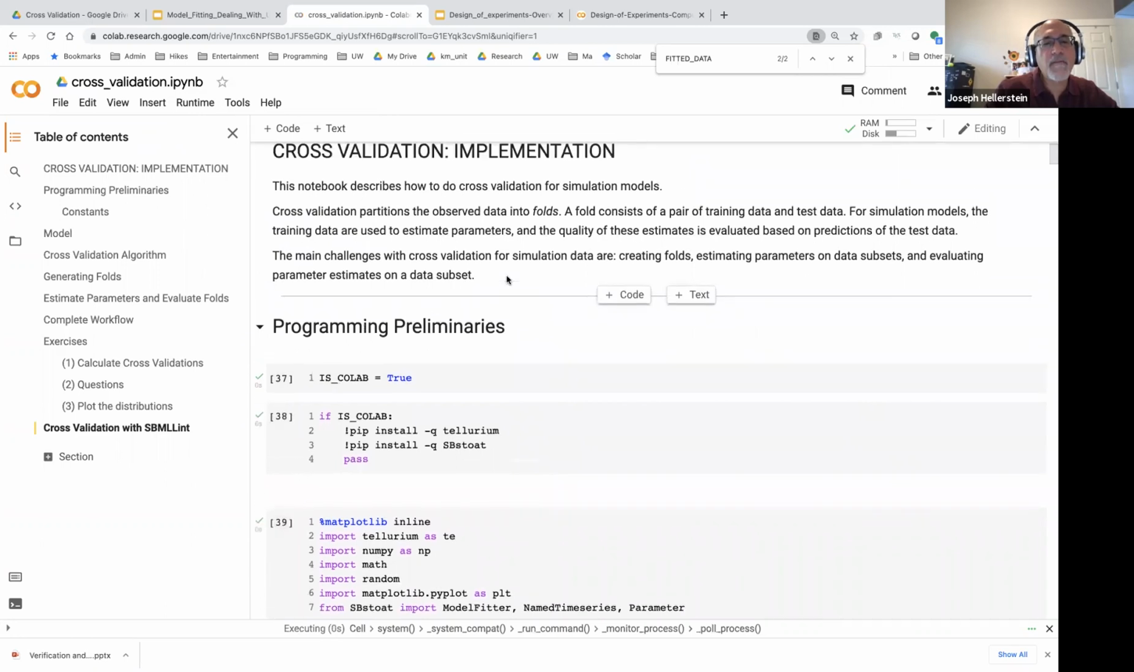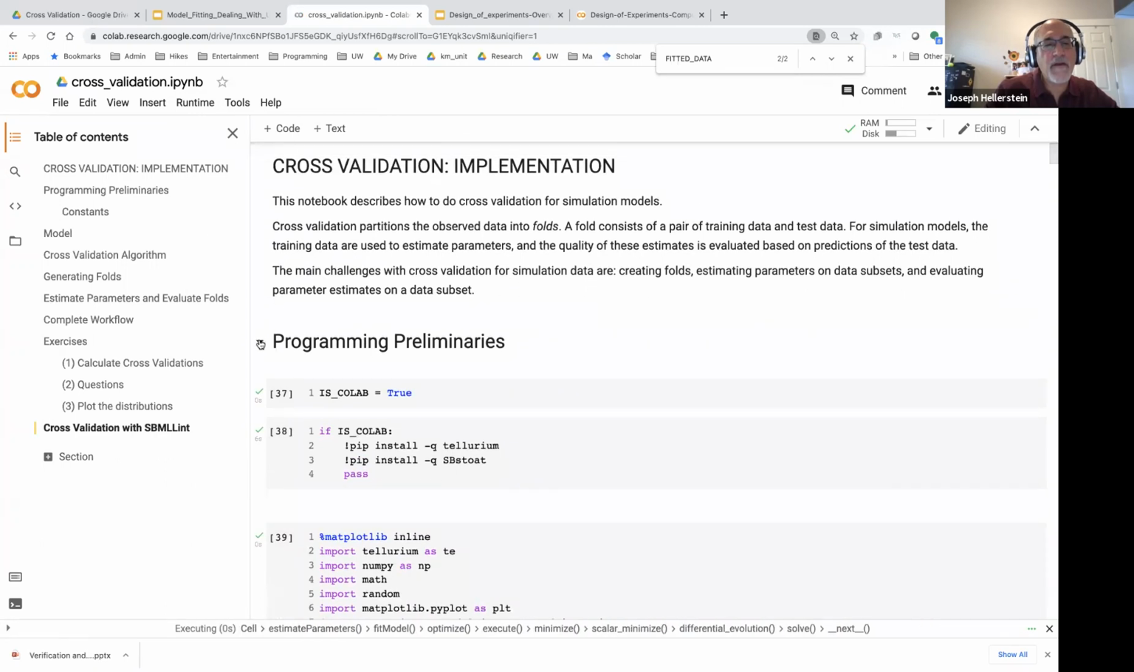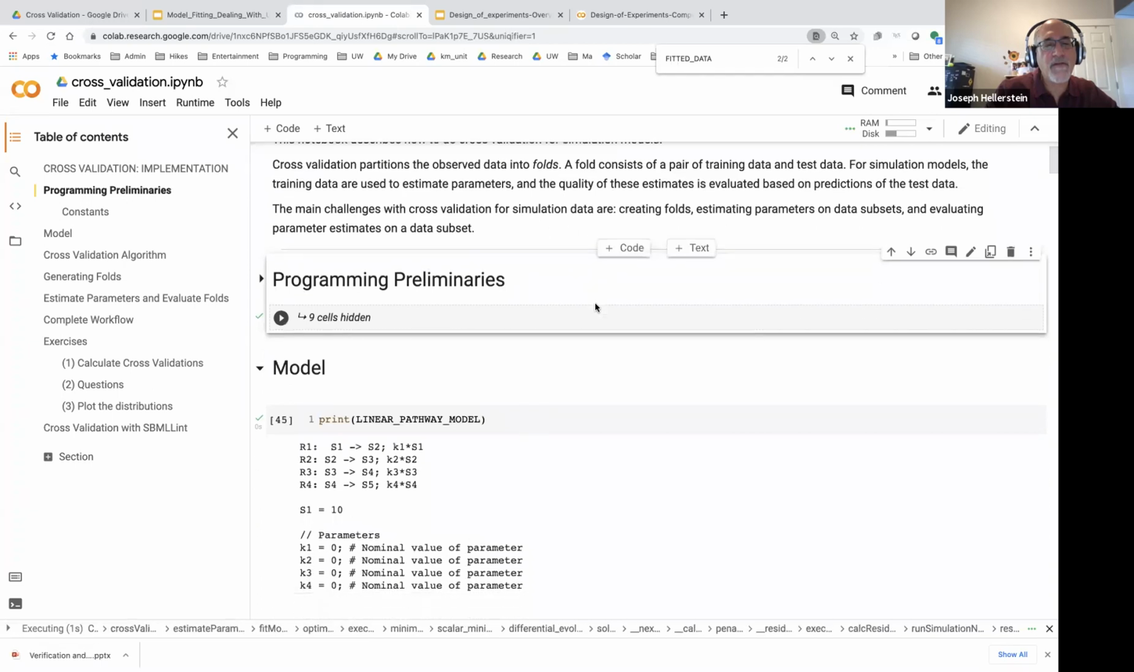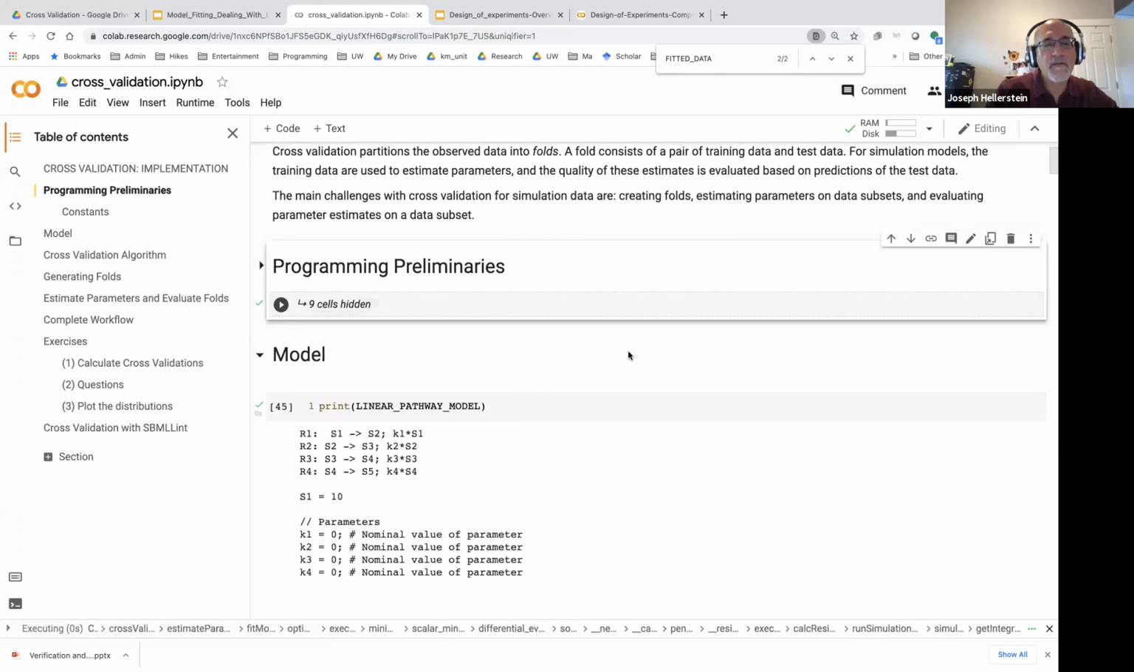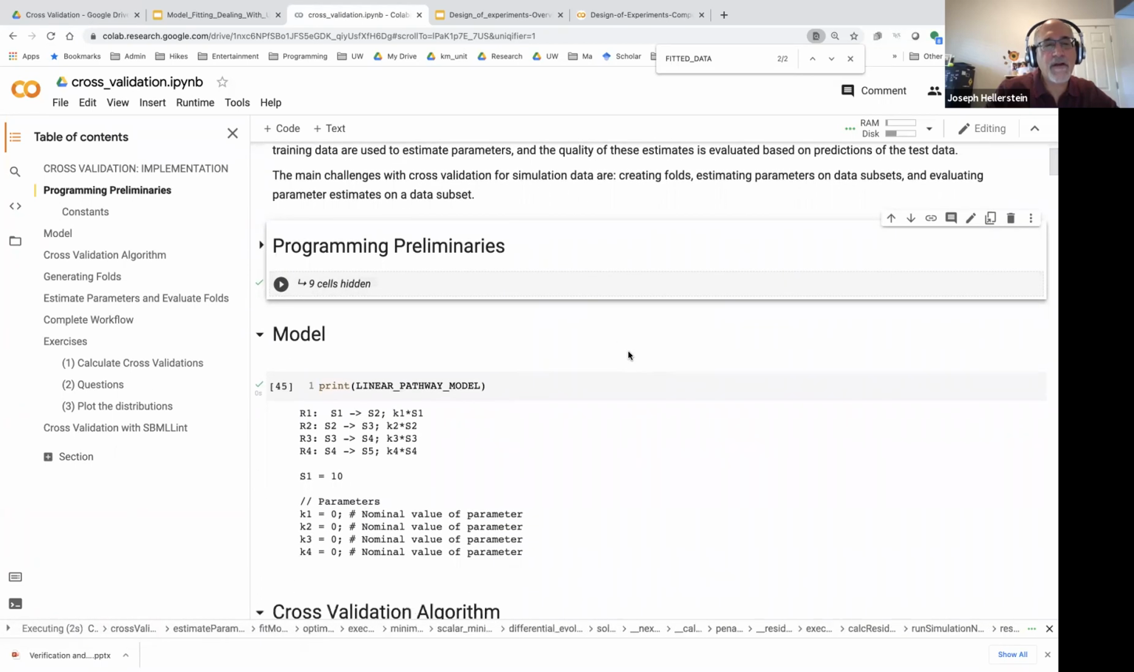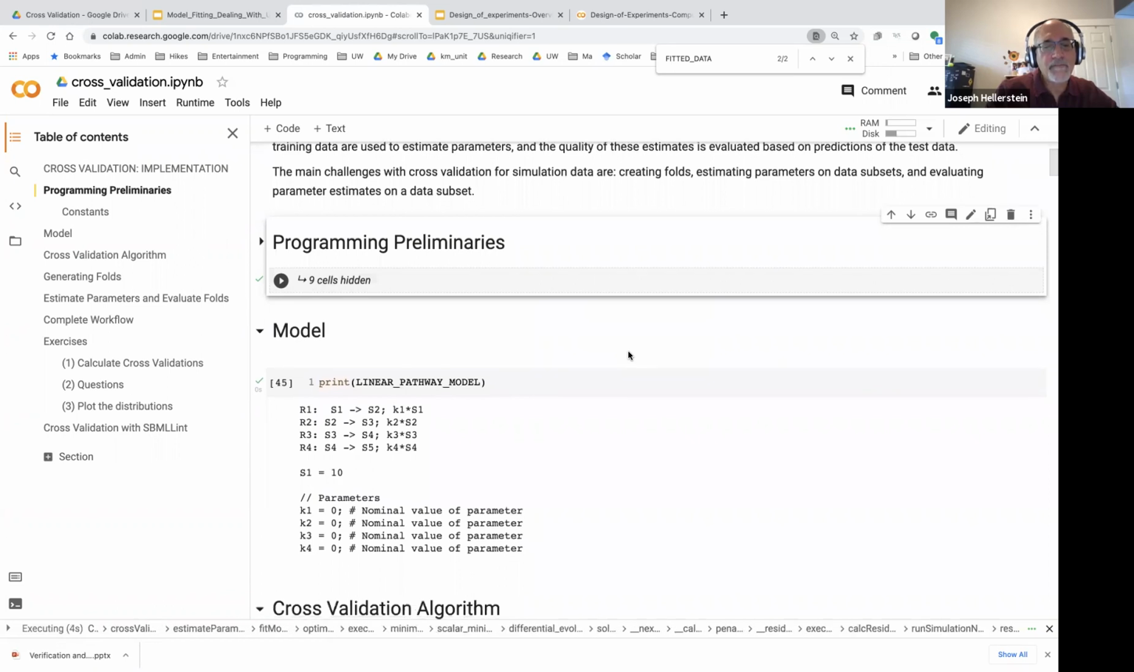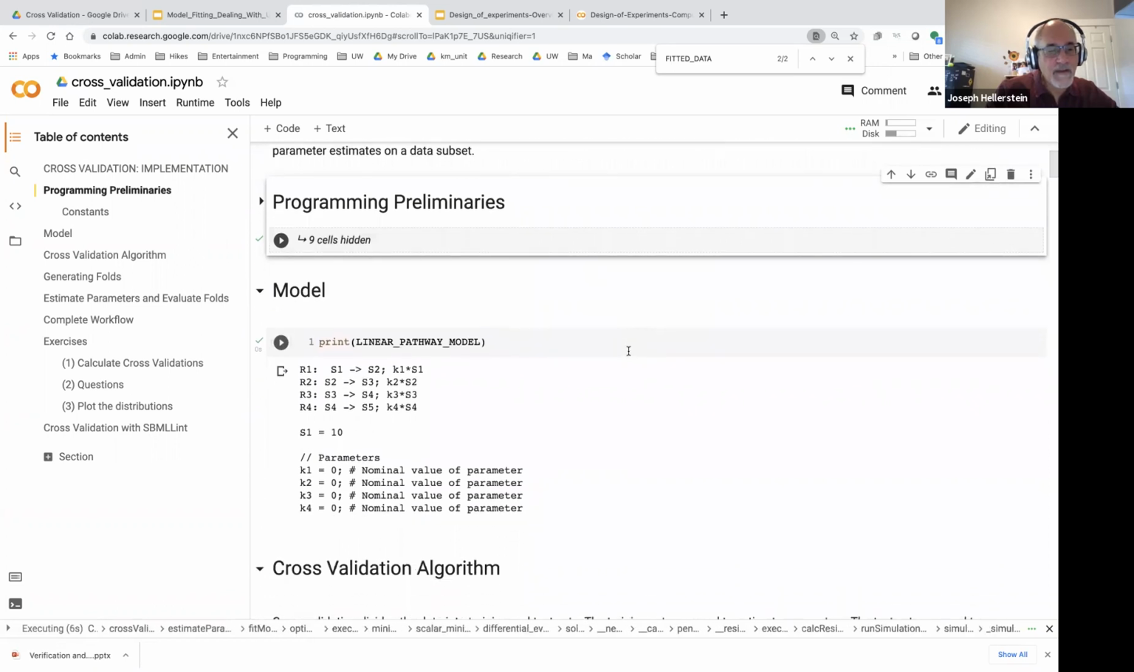Okay, I've organized the notebook in a similar way. We've got these preliminaries here that are just all the setup stuff. You're welcome to look at it, but it's similar kinds of things. It looks like right now what we're doing is the cross-validation. That's where the time's going to be spent.